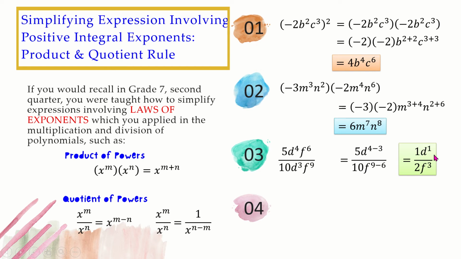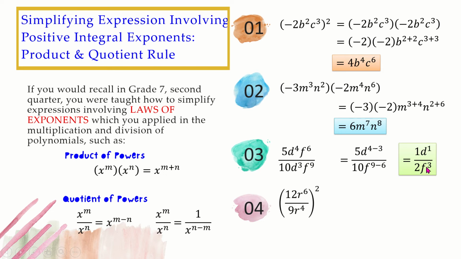But sometimes it is understood, you can also write the numerator as d over 2f cubed. Okay, it is understood that if a numerical coefficient is beside the variable d, the coefficient is 1. Then if the letter d as a base has no exponent, its exponent is understood to be 1. So the smallest exponent is 1, and the smallest numerical coefficient is also 1. So it can also be d over 2f cubed, or 1d exponent 1 over 2f cubed. Why is it f exponent 3? Because 9 minus 6 is 3.